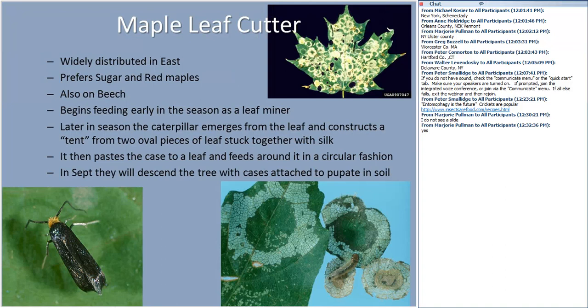The maple leaf cutter is something that's always out there. I've heard about it regularly. Every once in a while there'll be 5, 10 acres, but rather a low level presence of the maple leaf cutter throughout the state here. It's widely distributed. It prefers sugar and red maples. You also find it on beech. Again, it begins feeding early in the season.